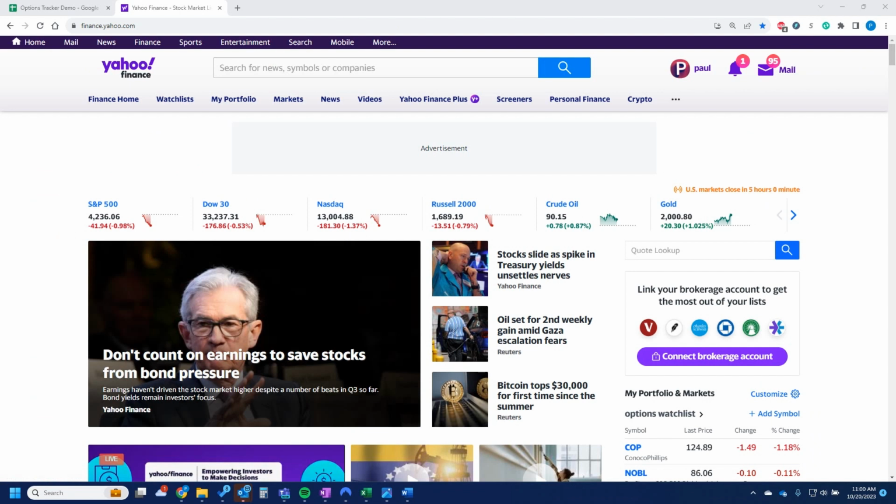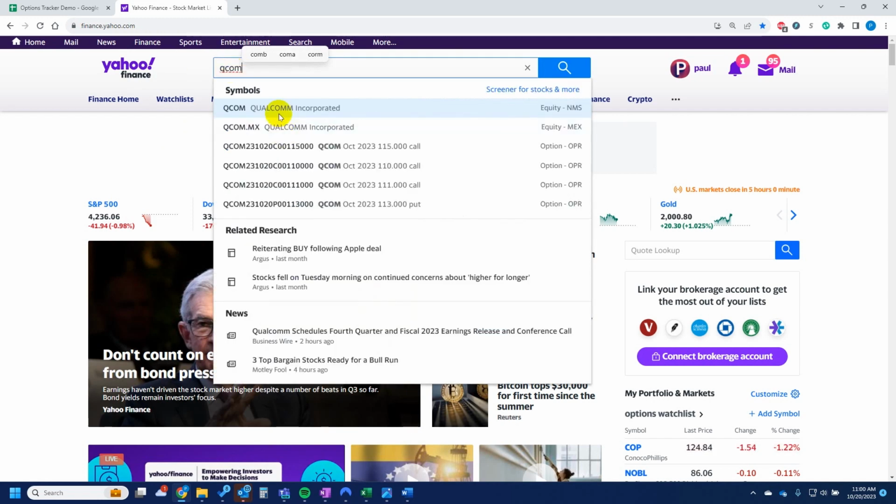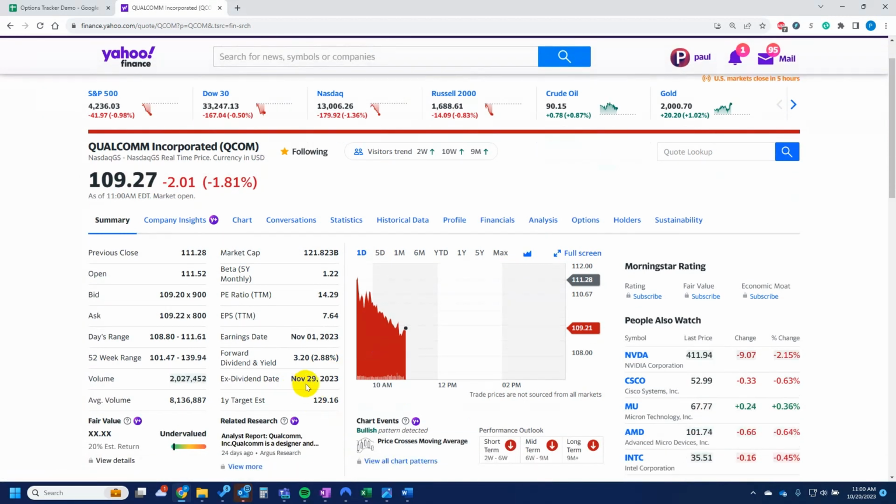Now let's look at Yahoo Finance. So bad day going on right now. Dropped pretty fast. But in yahoofinance.com, I'm going to search for Qualcomm, QCOM. This gives me my summary. So some of the key items I'm looking for, obviously, there's the price. I am seeing that I've got a 2.88% dividend on this stock. My ex-dividend date is November 29th. So on November 29th, again, the dividend will be paid out.